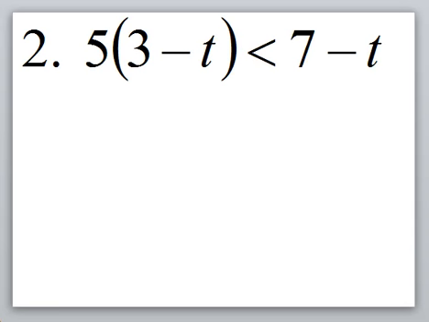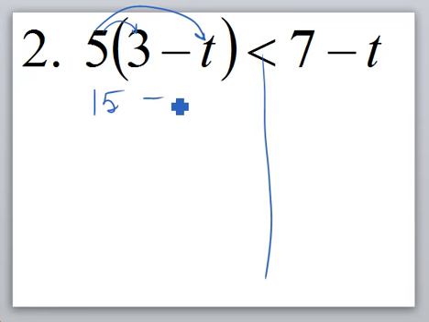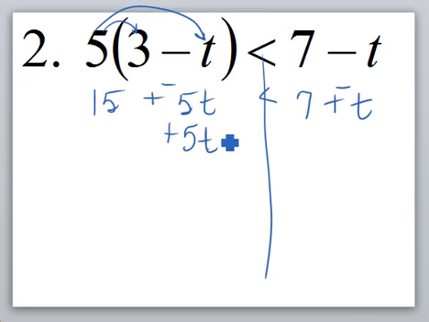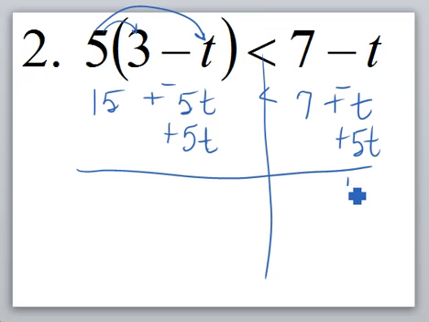Next example. We've got parentheses in here, so we want to make sure and distribute first. So I've got 15 minus 5t is less than 7 minus t. Change our signs to plus the opposite on both of these. Again, I like to pick the smallest variable just so I don't have as many negatives. So I have plus 5t, plus 5t. That gives me 4t, and I still have this positive 7. And those created 0, and I bring down my 15.